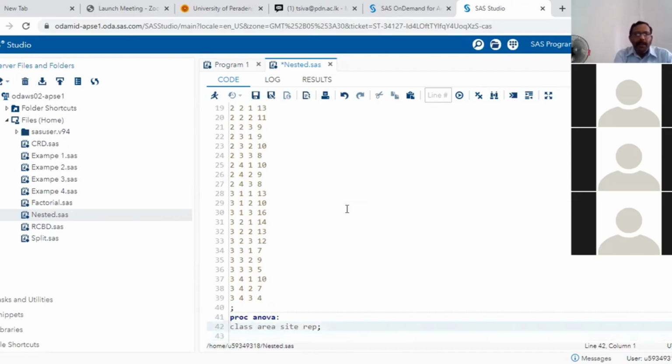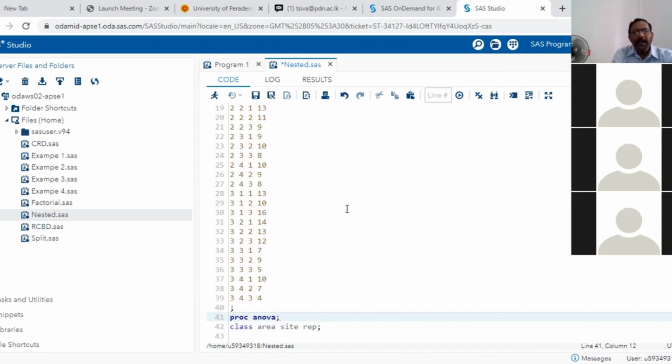Can you notice some problem in my typing? The symbol. After PROC ANOVA you have the class variable, so the program will not run. Normally it should give a blue color. If it is not giving a blue color, something is wrong. So that is the problem.